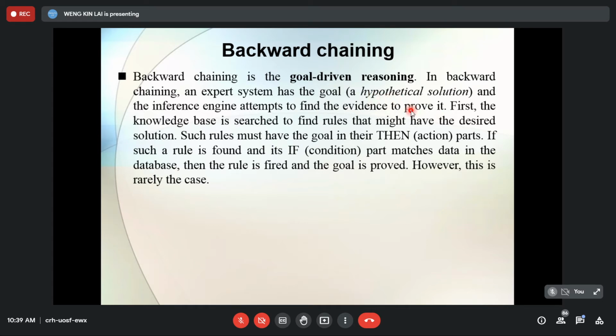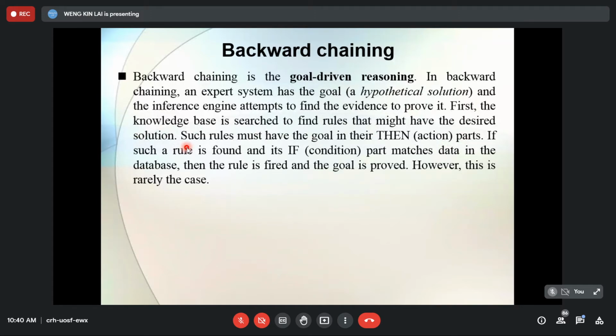A good example would be, say my car cannot start. I suspect it is due to the battery being flat. So I will try to find the information to support that the engine cannot start because the battery is flat. The first thing is your knowledge base. The if-then rules will be searched to find the rules that might have the desired solution that contribute towards your hypothetical solution.